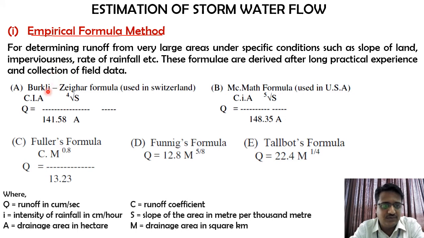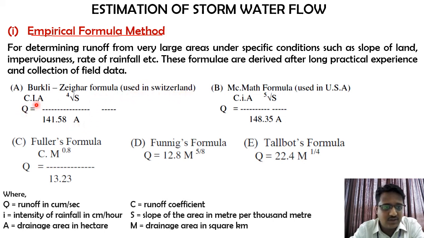First one is the Berkeley-Ziegler formula, which is used in Switzerland. The reason they have specified this area is the environmental conditions as well as the locality conditions that exist over there. Based on that, these formulas vary, because right now this number is 141.58. There is no specific reason why this number has come up. It has come up because of the relation they observed in their experimentation between the discharge and all the other parameters mentioned here. So this formula will be effective only in this particular area.